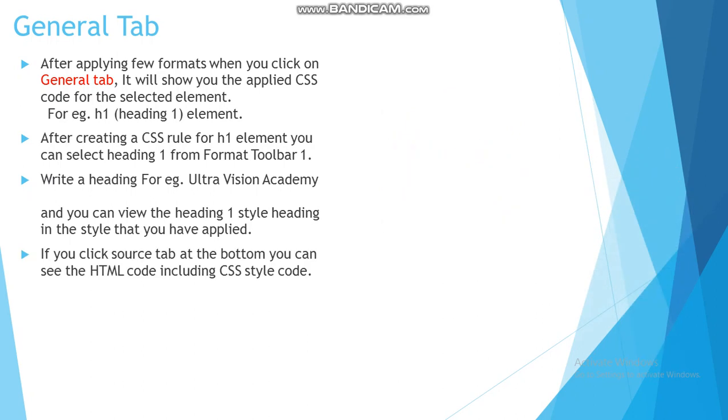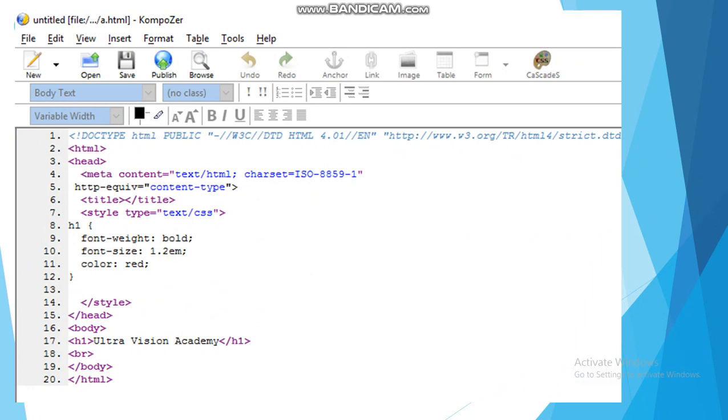If you click on source tab at the bottom, you can see the HTML code including CSS style code. You can see the entire program of HTML is written in between HTML and /HTML tag. Inside HTML and /HTML there are two different parts, head part and body part. Head part is written in between head tag and /head tag. Same way body part is written in between body tag and /body tag.